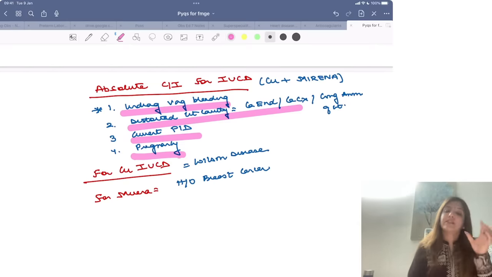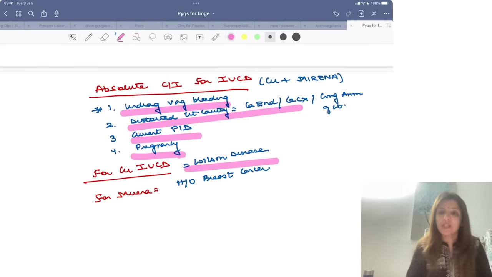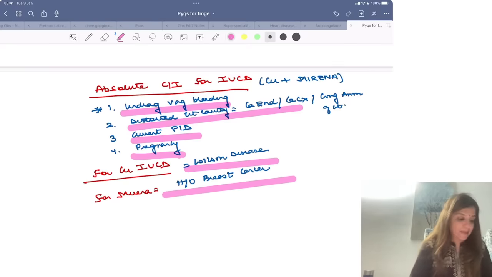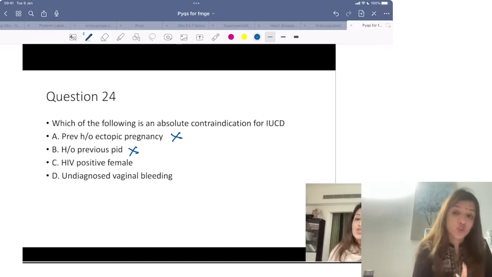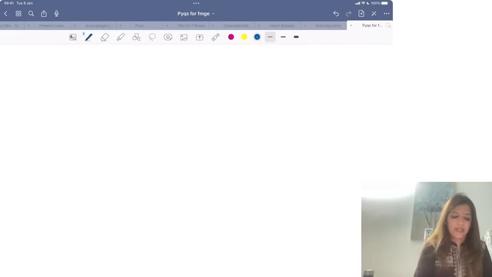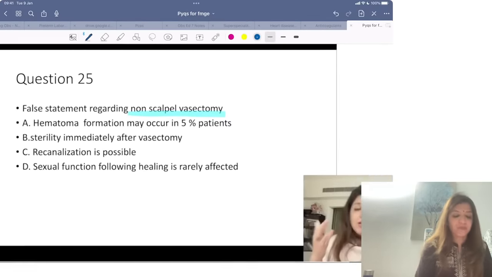Apart from this, the contraindication only for copper IUCD is Wilson's disease. And one contraindication only for Mirena, that is if there is history of breast cancer. Right? So, over here, previous history of ectopic pregnancy is not a contraindication. Previous history of PID is not a contraindication. Current PID is a contraindication. HIV positive female is not a contraindication. Undiagnosed vaginal bleeding is a contraindication.